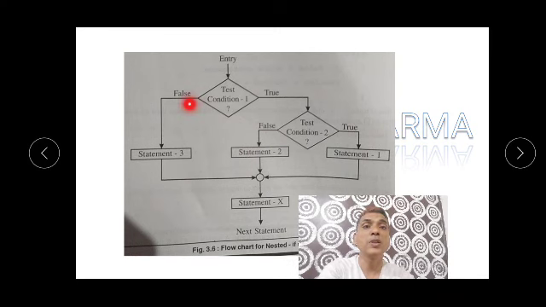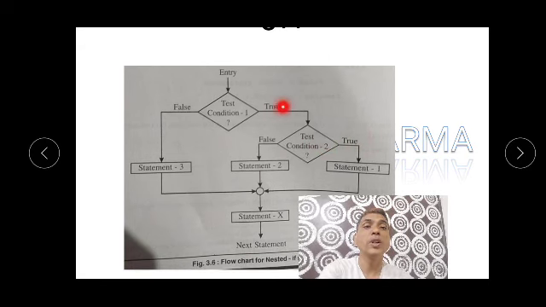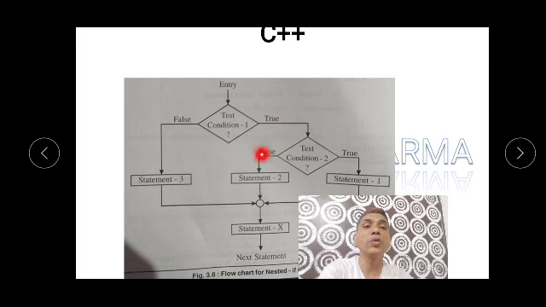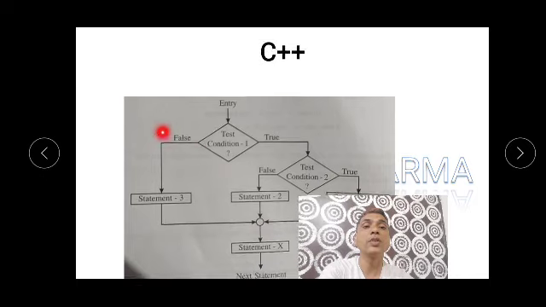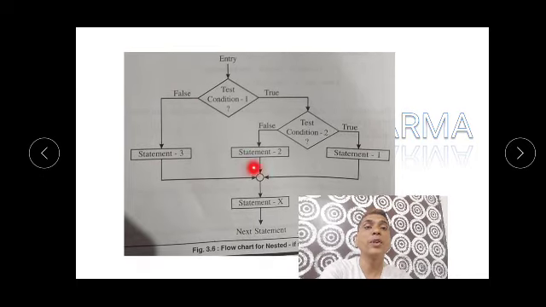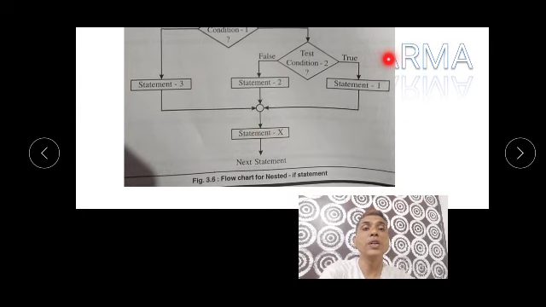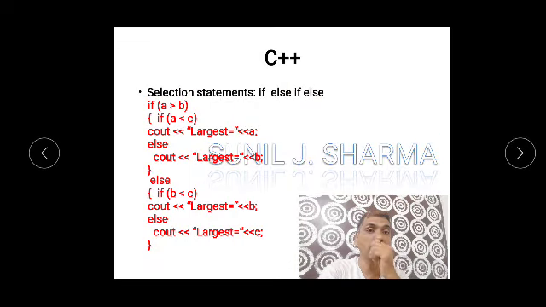So if this condition is true, again it will check one more condition, and if it is also true, you have to execute this. If the first condition is true, then you have to go to the false statement, and here we will get this. If this condition is false, then this statement, and finally we will come out of this. Okay, this we call nested if. Now let's take an example here.